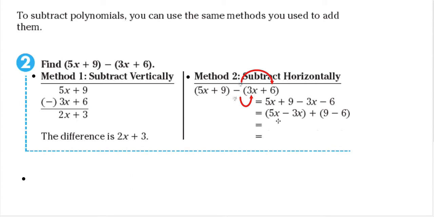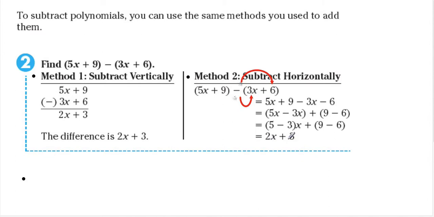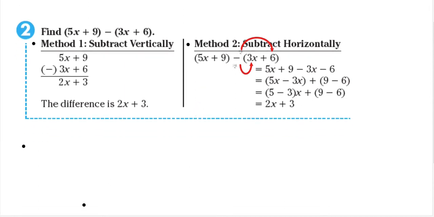And we end up with, you have 5x minus 3x. Those are like terms. We can subtract them. End up with 2x plus 3. Okay, from here to this step is the distributive property, which tells us that we can add like terms, and these are your like terms. When you add those two like terms, you end up with 2x. Okay, so that is how you subtract 3x plus 6 from 5x plus 9.